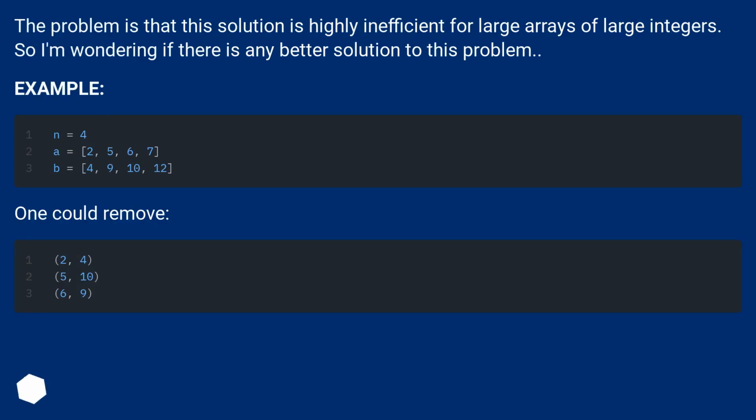The problem is that this solution is highly inefficient for large arrays of large integers. So I'm wondering if there is any better solution to this problem.